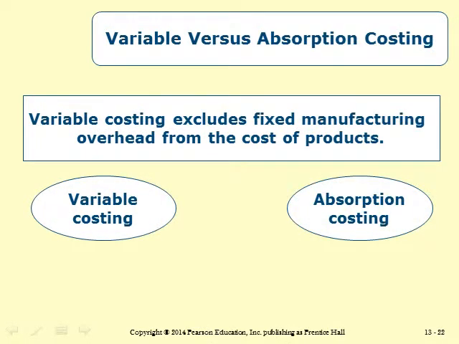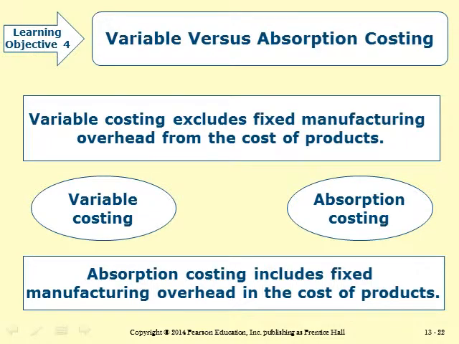We compare two major methods of product costing in this section: variable costing and the contribution approach, and absorption costing, the functional full costing or financial reporting approach. They differ in only one major respect. Fixed manufacturing overhead is excluded from the cost of products under variable costing, but it is included in the cost of products under absorption costing.